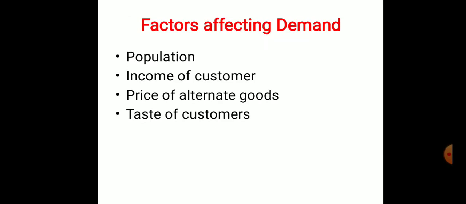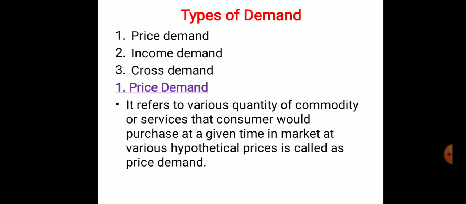Next important concept is the factors affecting demand. So there are n number of factors which affect demand. Some important factors are population, income of customer, price of alternate goods, taste of customers, etc. Now we will focus on types of demand. Basically, demands are categorized into three parts. First is the price demand, second is the income demand, and third is the cross demand. So we will discuss one by one, starting with price demand. It refers to various quantities of a commodity or services that a consumer would purchase at a given time in the market at various hypothetical prices, and is called price demand.